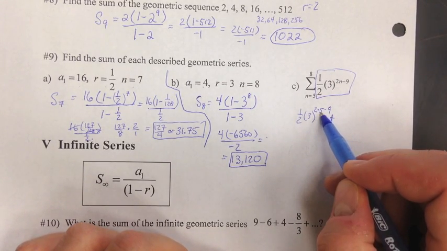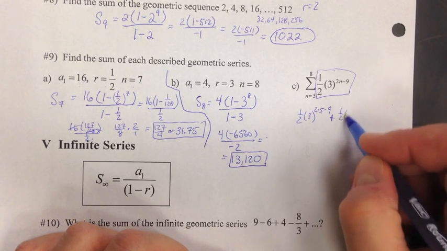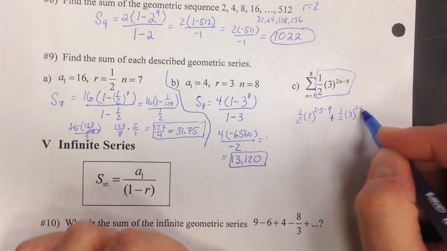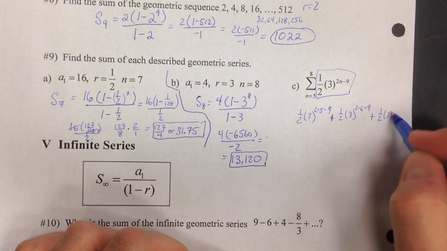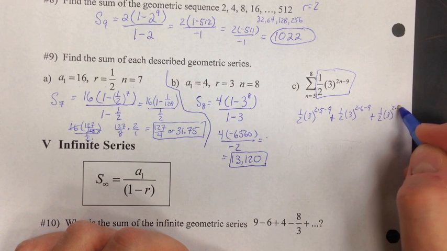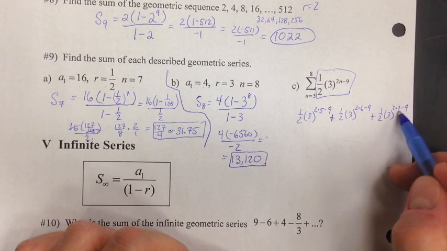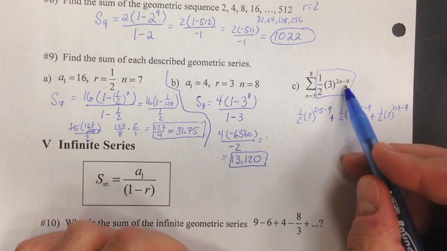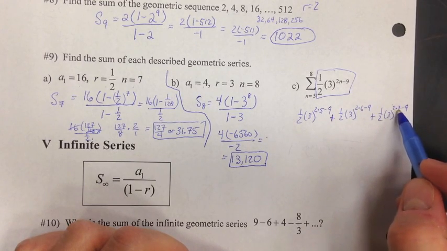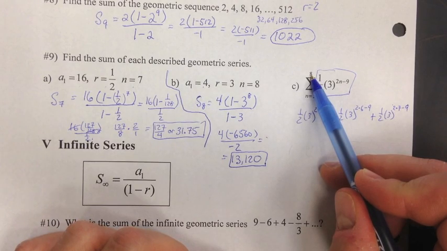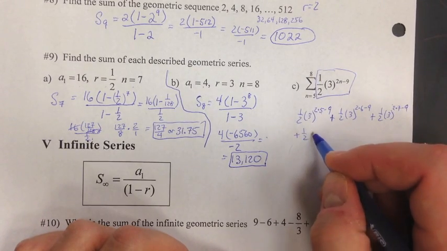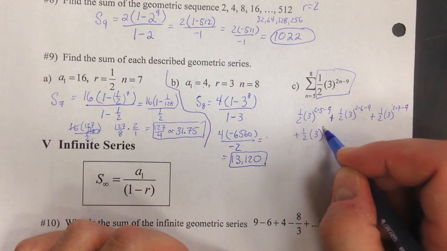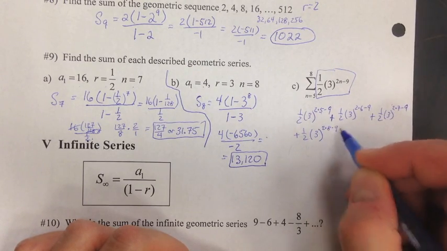Next digit I'm going to plug in is a 6. 1/2 times 3, 2 times 6 minus 9. Plus 1/2 times 3, 2 times 7 minus 9. This is all an exponent. The 2n minus 9 is all an exponent. Now let's see, I plugged in 5, 6, 7. I have one more number. I'm going to go to 8, plug it in, and then stop. So plus 1/2 times 3, 2 times 8 minus 9.